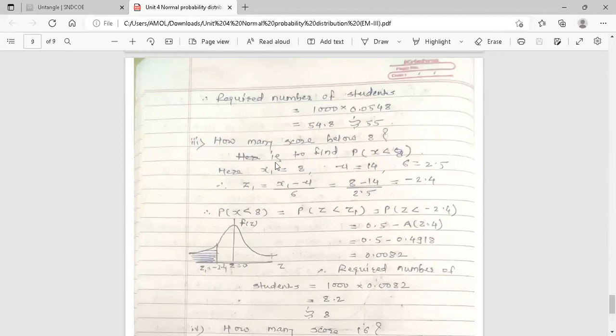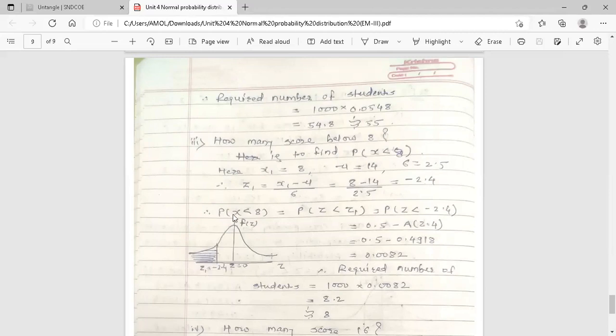So here x1 is 8. Now x1 is 8, the mean mu is 14, and sigma is 2.5. So you convert that x1 in terms of z1, so z1 is equal to x1 minus mu upon sigma. This is the formula. Now x1 is equal to 8, mu is 14 and sigma is 2.5. You simplify it and then z1 is equal to minus 2.4. The value of z1 is negative, so if we draw the diagram, that z1 will be on the LHS side of the normal distribution curve. z1 is equal to minus 2.4.